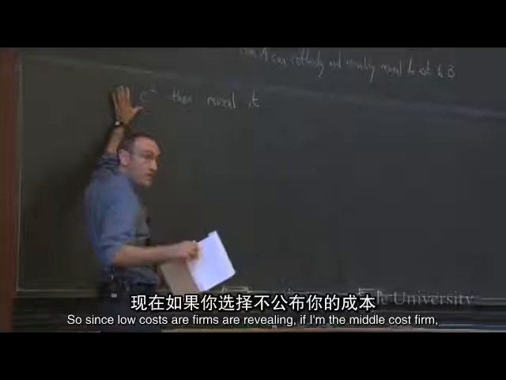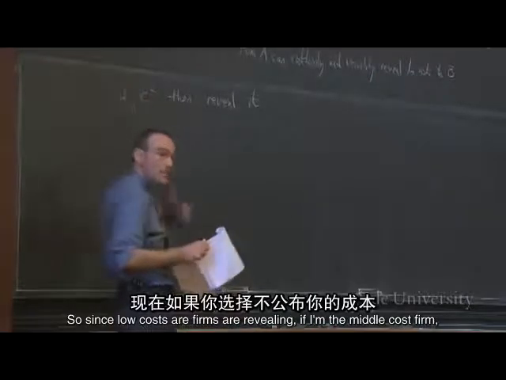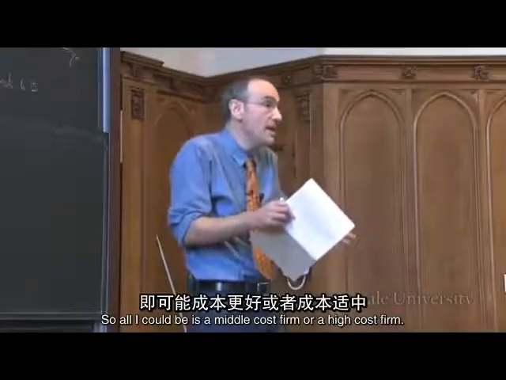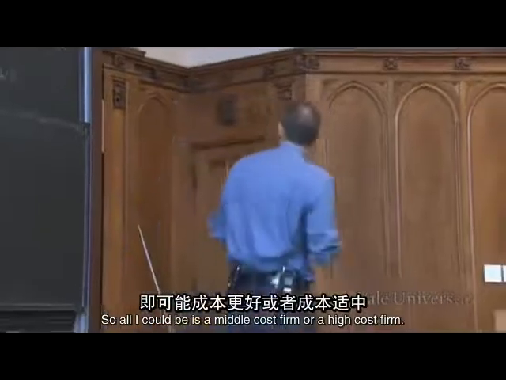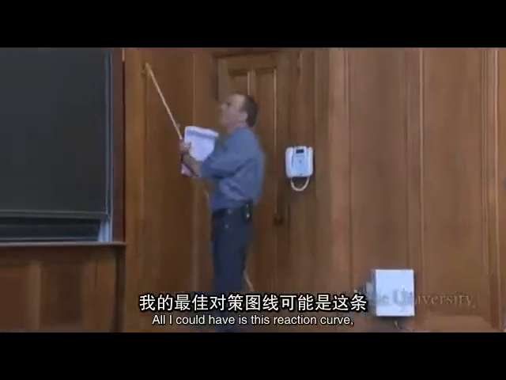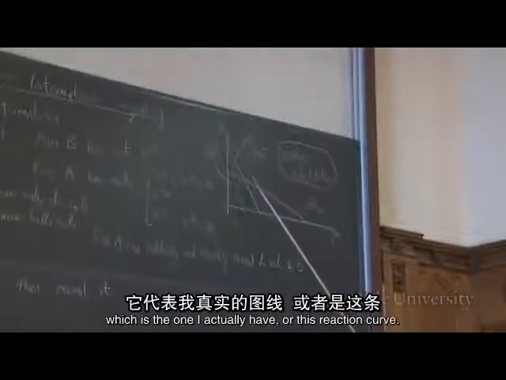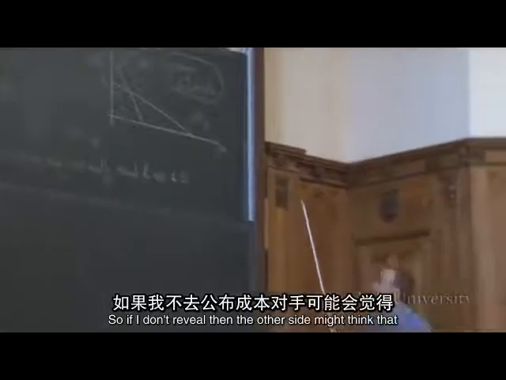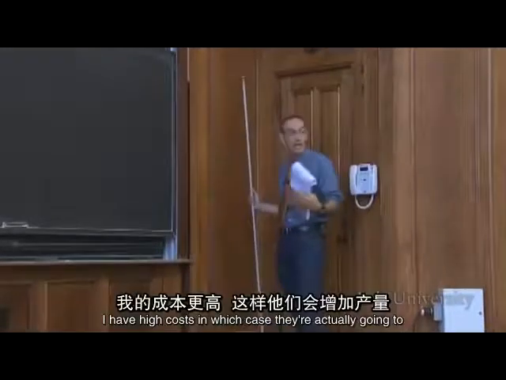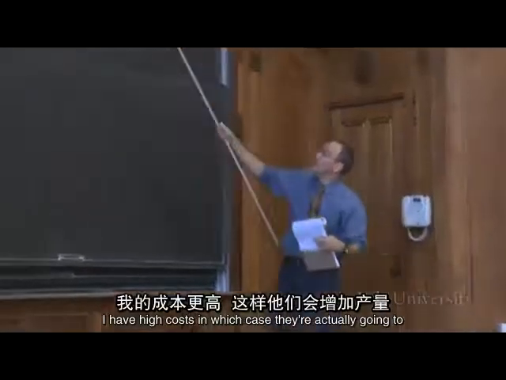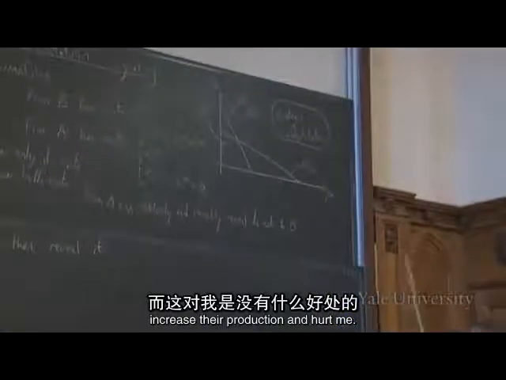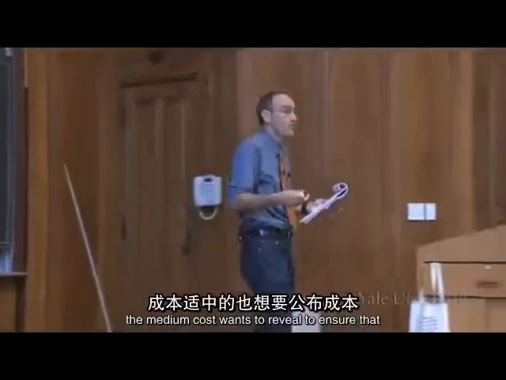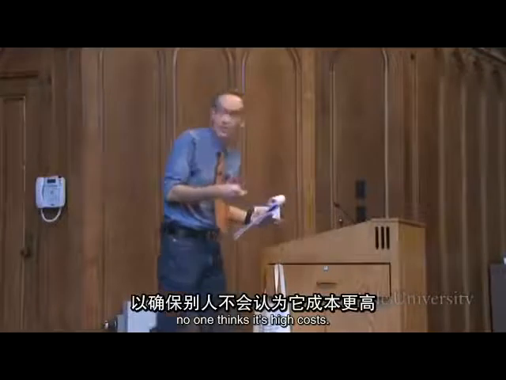That was Yu's argument. Right? So since low-cost firms are revealing, if I'm a middle-cost firm, if I don't reveal, no one's in any doubt I'm not a low-cost firm. So all I could be is a middle-cost firm or a high-cost firm. All I could have is this reaction curve, which is the one I actually have, or this reaction curve. So if I don't reveal, then the other side might think that I have high costs, in which case they're actually going to increase their production and hurt me. Hang on a second. All right? So since the low-cost firm is going to reveal, the medium cost wants to reveal to ensure that no one thinks it's high cost. All right?